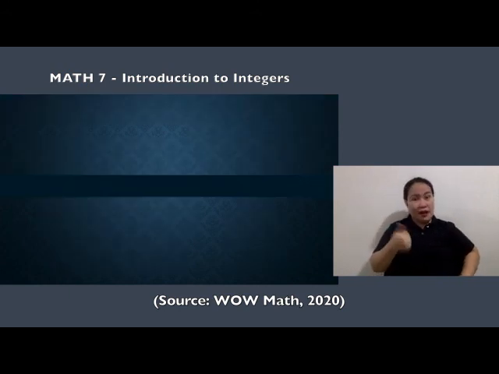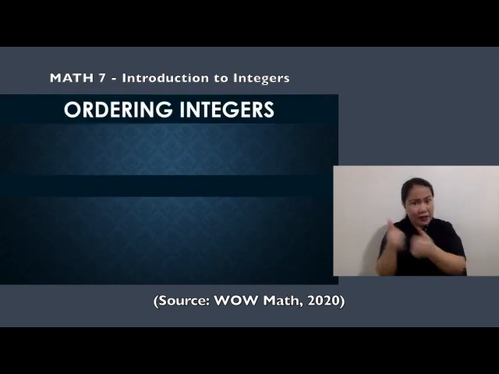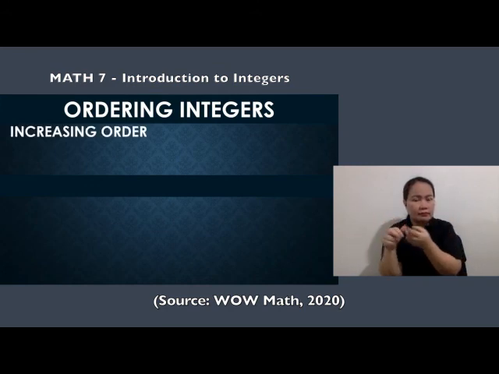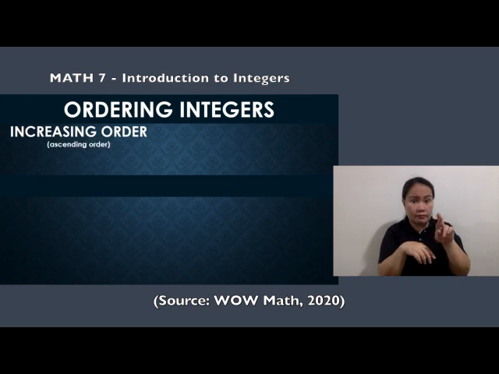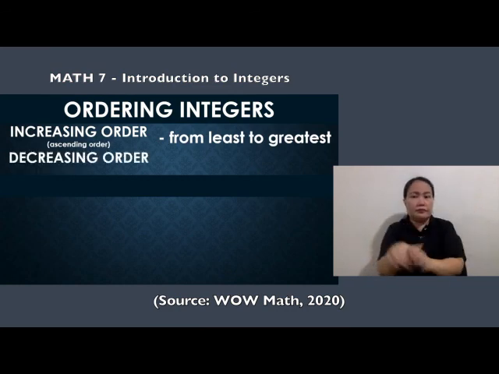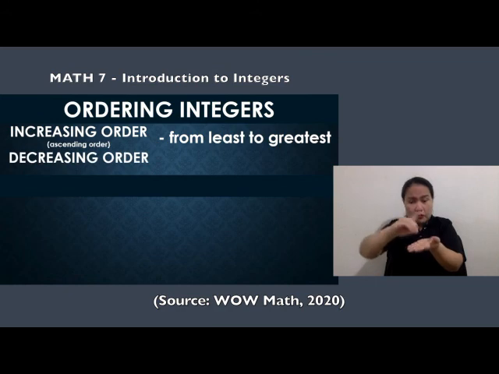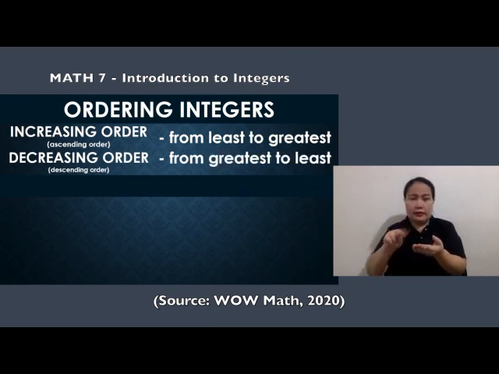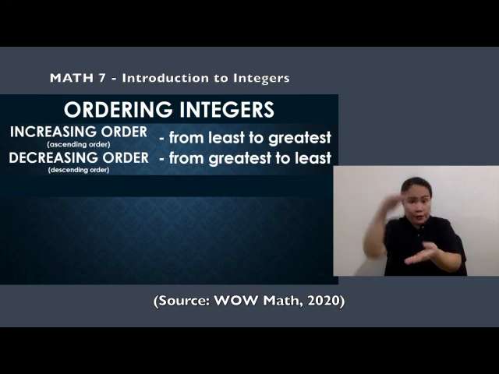Now, how are we going to arrange integers? So, ordering of integers, we have two ways of arranging or ordering integers. So, first we have the increasing order o ito yung tinatawag rin nating ascending order. Ibig sabihin, simula sa mababa, pataas. Okay? Next, decreasing order o ito rin yung tinatawag nating descending order, simula sa mataas na value pababa.